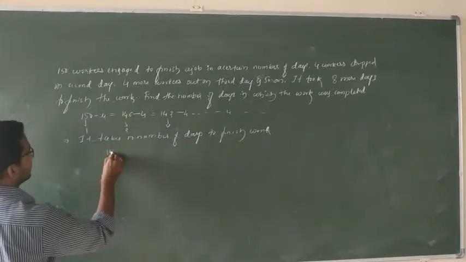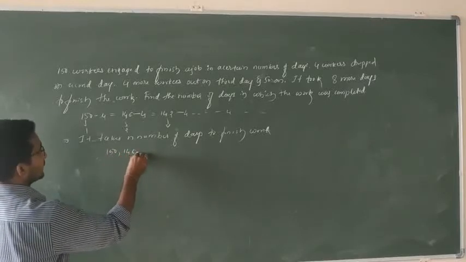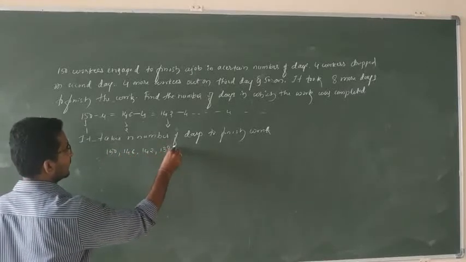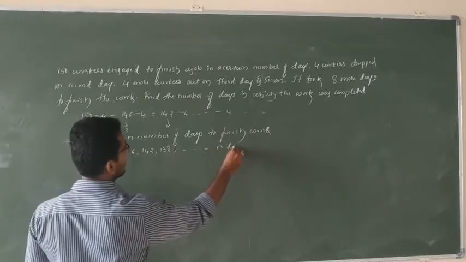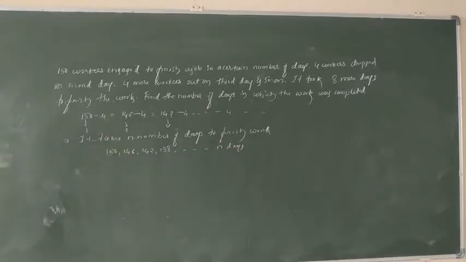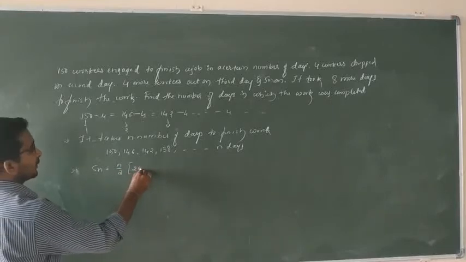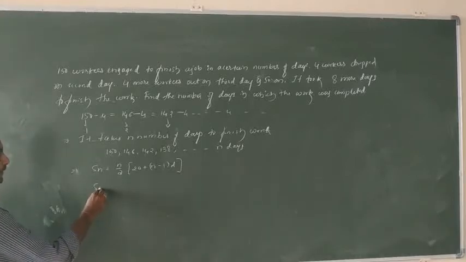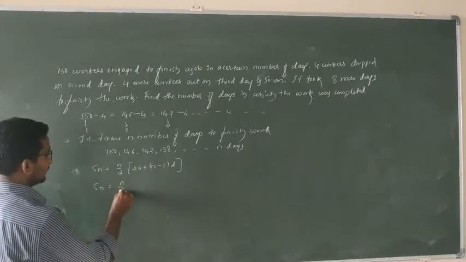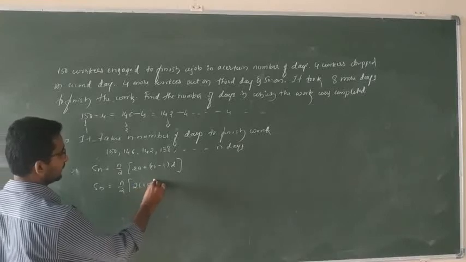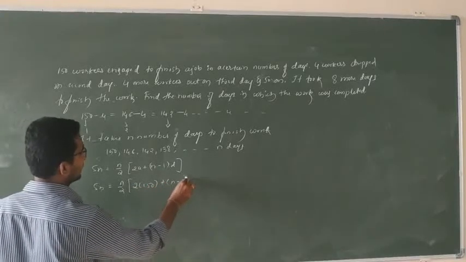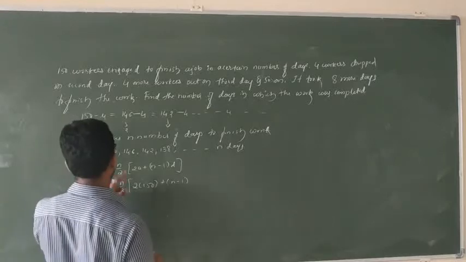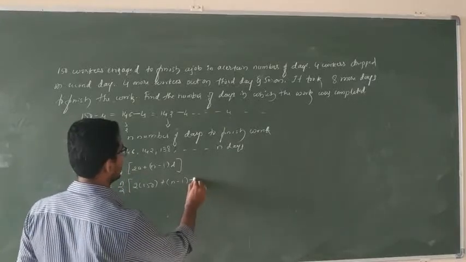That is 150, 146, 142, 138, up to n number of days. Then we have to find out its sum. That is Sn is equal to n by 2, 2a plus n minus 1 times d. Then Sn is equal to n by 2, 2a is 150 plus n minus 1, that is 146 minus 150, that is minus 4.